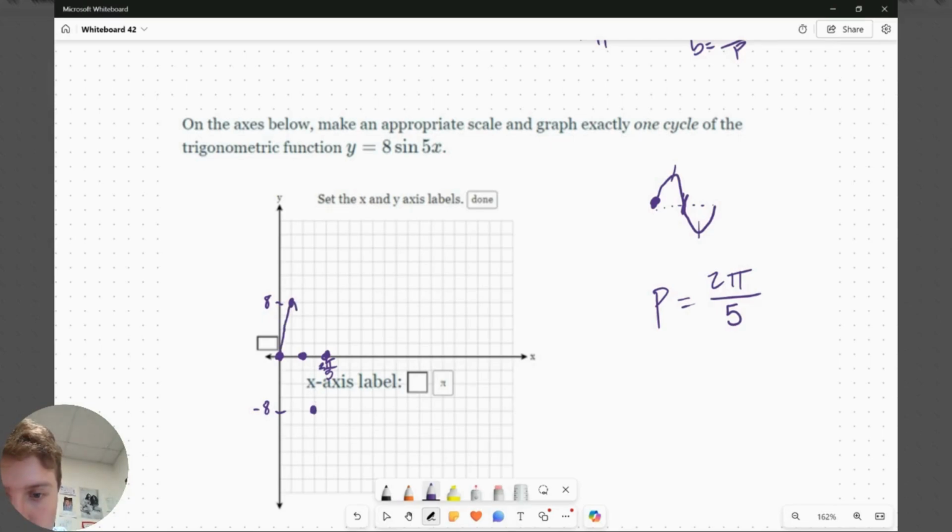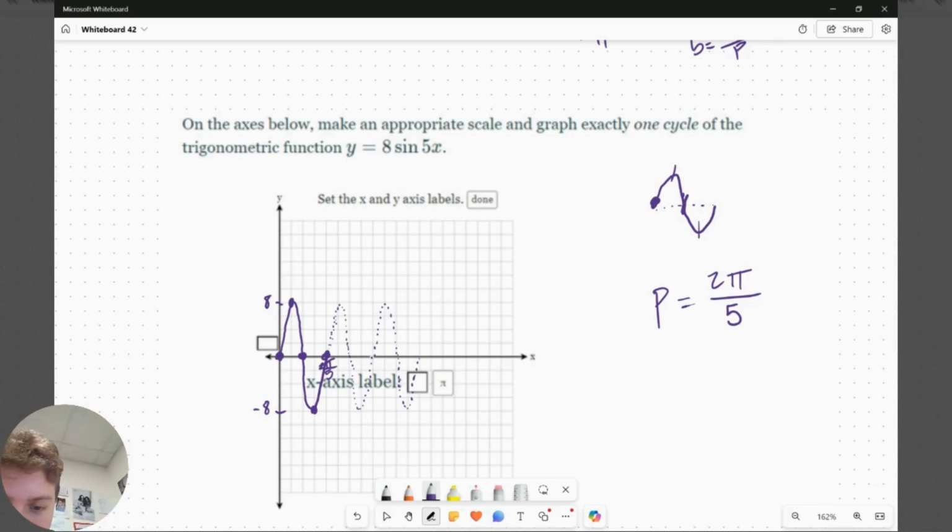So now we can see it does that. Remember, it's a wave though. It will just continue to do that same thing. So if you wanted to graph more than one period, you could. And it would just continue to do that exact same cycle over and over again. Okay?